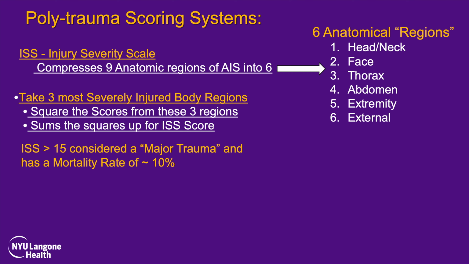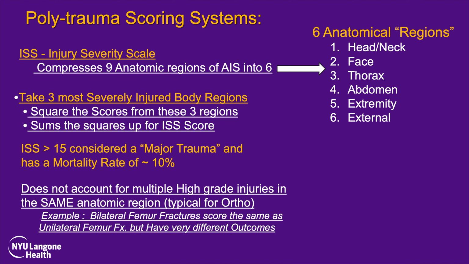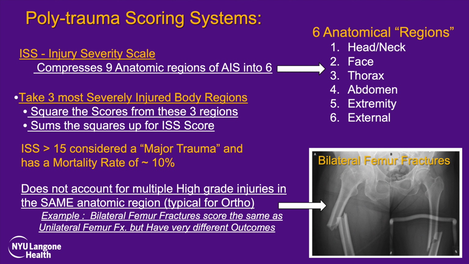So an ISS greater than 15 total is considered a major trauma in general and has a mortality rate of about 10%, and it goes up from there. The problem you could see pretty clearly from this is that it doesn't account for multiple high-grade injuries in the same region. So for example, if you have bilateral femur fractures, it scores the same as a single femur fracture, and bilateral femur fractures and a humerus fracture still scores the same as a single femur fracture. So there's a problem with that.